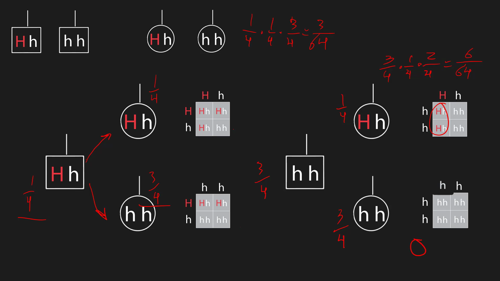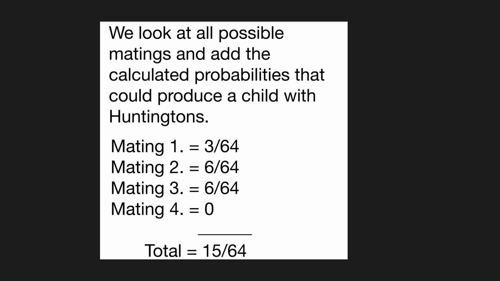Okay, so we have from this one 6 out of 64, from this one 3 out of 64, and from this one 6 out of 64. So this is 15 out of 64, which is exactly what the answer key that Craig was showing you corroborated.